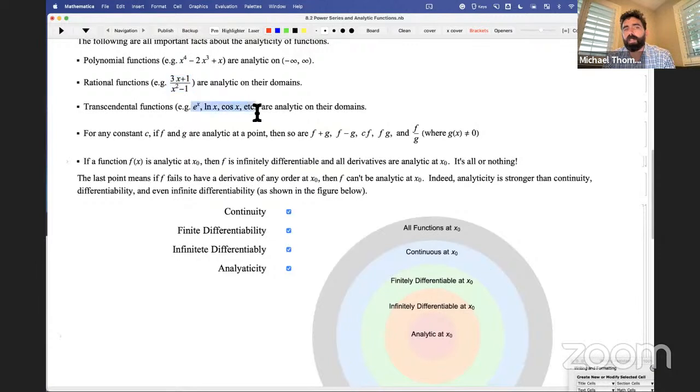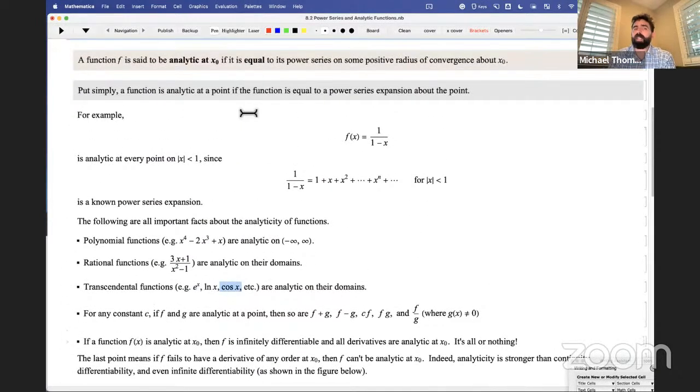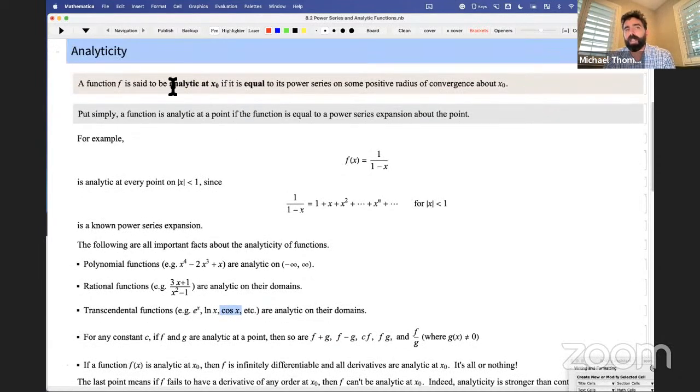All right, transcendental functions. These functions are also analytic on their domains. So the domain of e to the x is everything, so that's analytic everywhere. Natural log of x is defined, its domain is x greater than 0, so it's analytic to the right of 0. Cosine x is defined everywhere. It's important enough to know this because it's going to come in handy in the next section. The fact that a function is analytic means it has a power series representation, but not only that, it's equal to some power series representation on some positive radius of convergence.